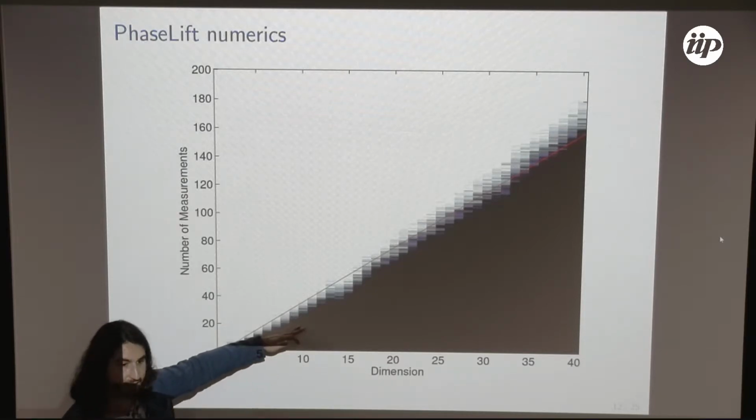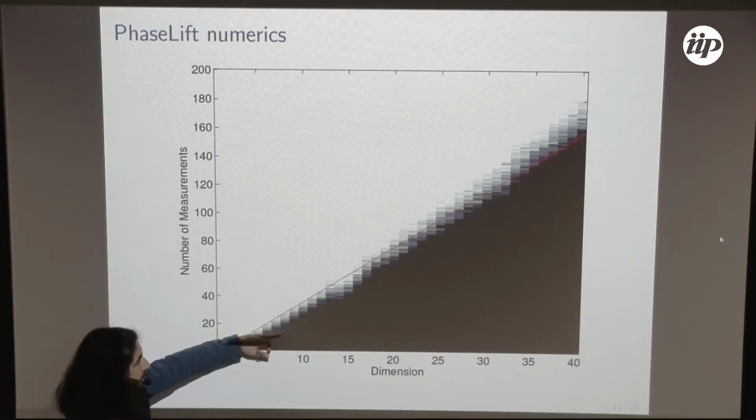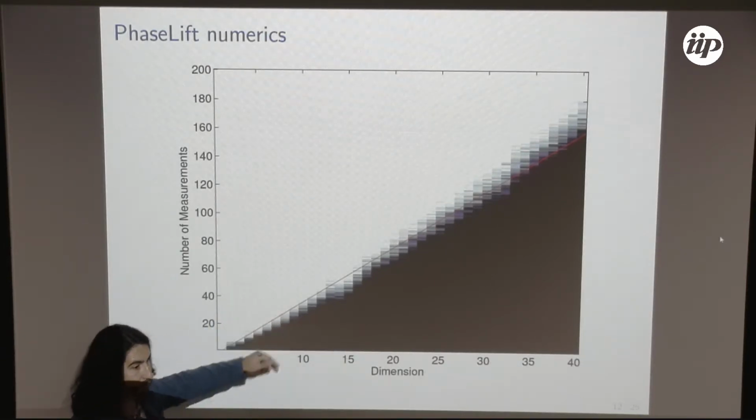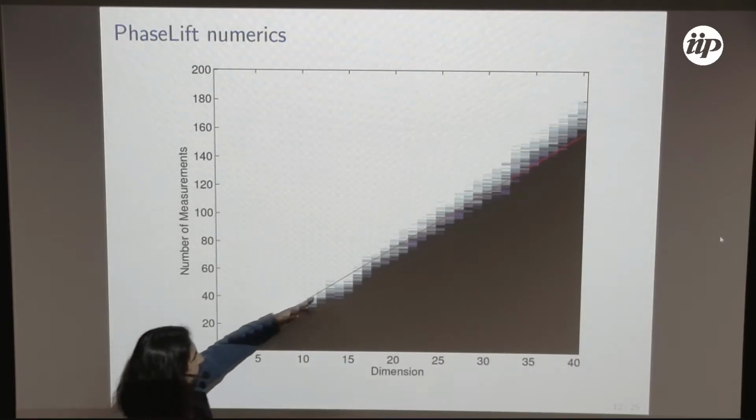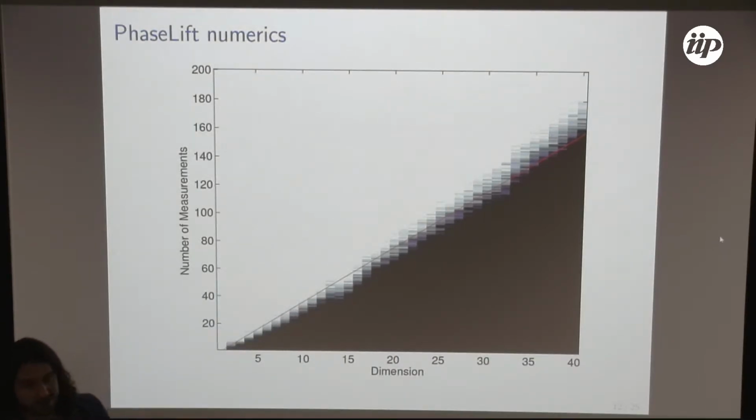And it goes from black, nothing is recovered, to white, everything is recovered perfectly, and there's a very sharp phase transition. The reason why I like this plot is that this red line is 4 times the dimension minus 4, which is very close to the universal lower bound on the minimal number of measurements that you need in order to solve this phase retrieval problem.